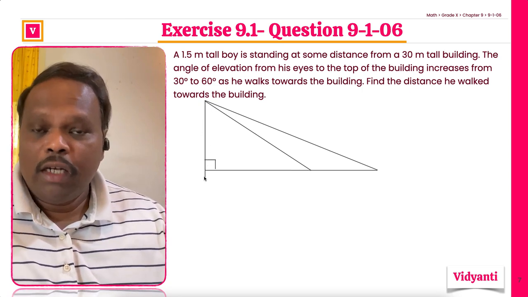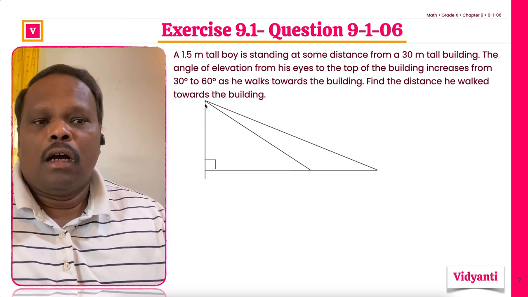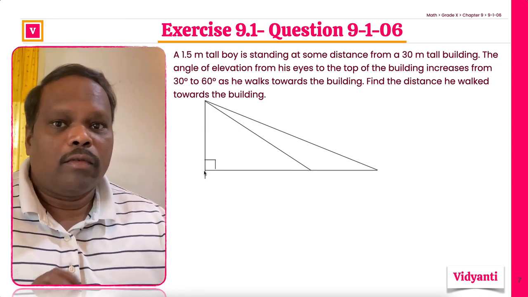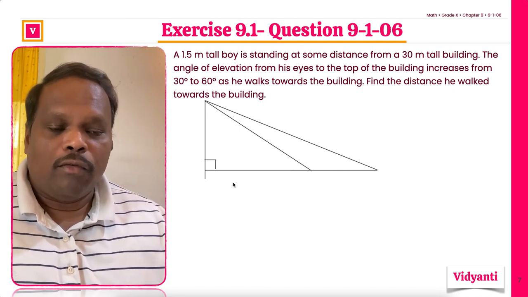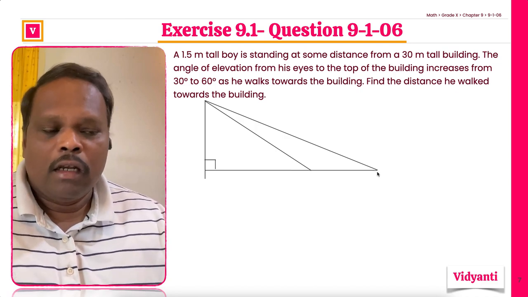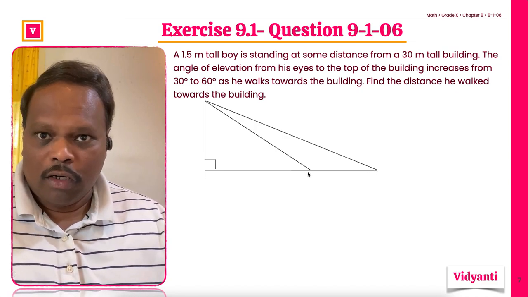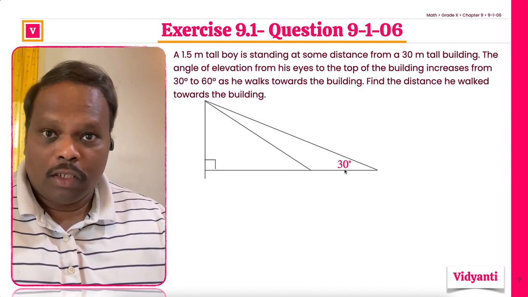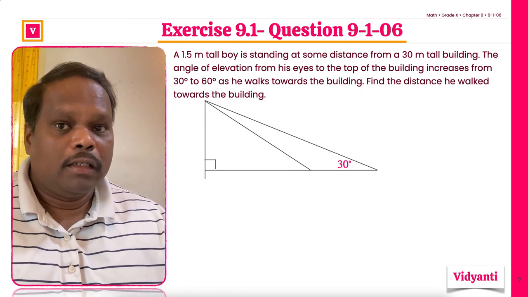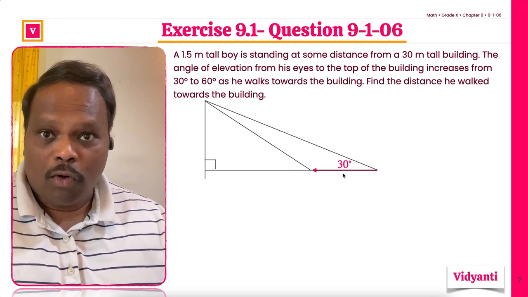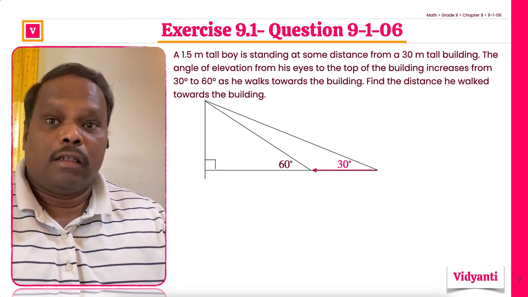So even though this complete building is 30 meters, what we are going to use in this triangle is 30 minus 1.5, that will be 28.5. And why am I drawing two triangles? Originally the boy was here and he walked towards the tower, towards the tall building. And originally, the angle of elevation of this boy was 30 degrees. And as he walked towards the tower, this arrow represents the direction of his walking, that angle increased to 60 degrees.